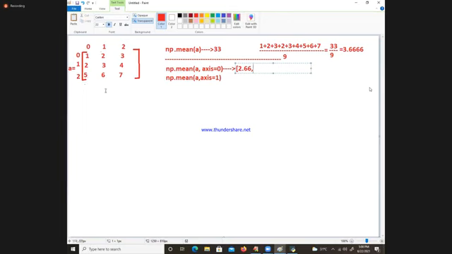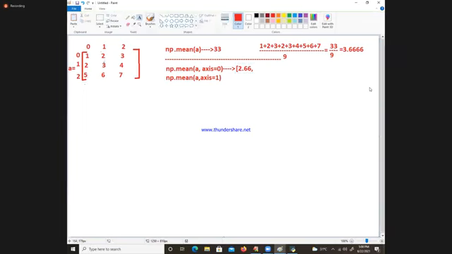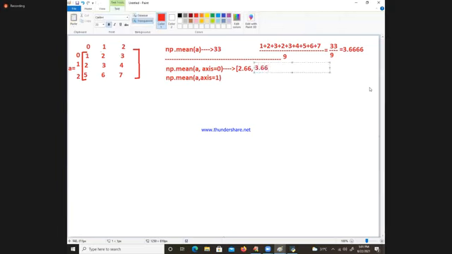Please be careful. Second column, 2 plus 3 plus 6. Quickly. It is 2 plus 3 plus 6 by 3, three rows and three columns only. It is 3.66. Okay, good. Next is 3 plus 4 plus 7, which is 7 plus 7, 14. 14 by 3, how much? 4.66. Okay, good. This is the result.